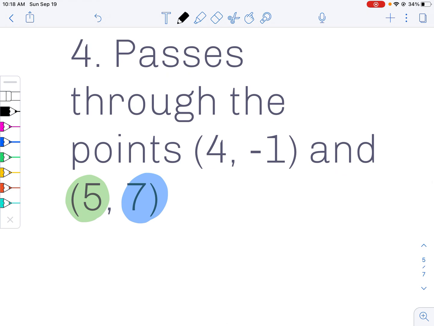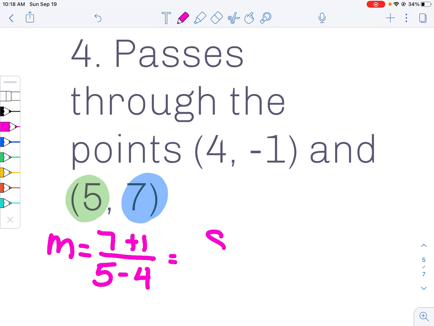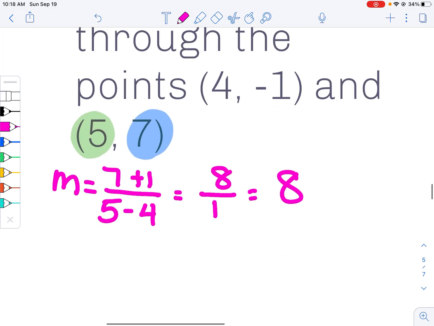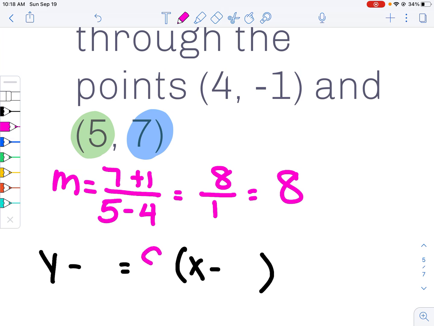All right, this time it says, hey, it wants a line that goes through both of these points. So the first thing I need to figure out is my slope. So I'm taking 7 minus -1 over 5 minus 4, and I get 8 over 1, which is just 8. Now I can take that and throw that into point slope form. And I can choose either point that I want. I chose 5, 7 because they're both positive, and so I didn't have to think about, oh, I got to change this negative to a positive or anything like that. I could just throw it in to point slope form.